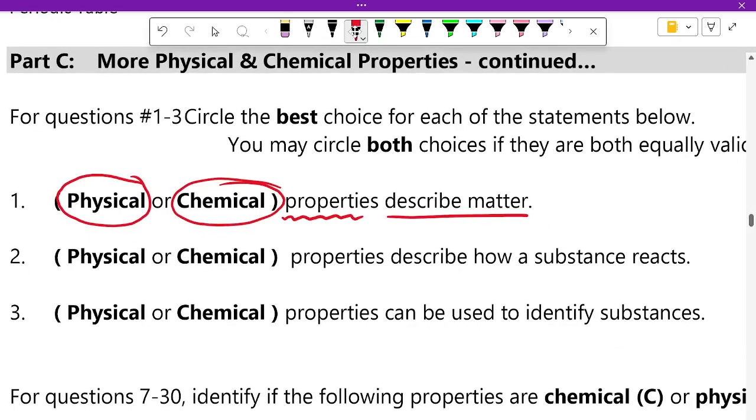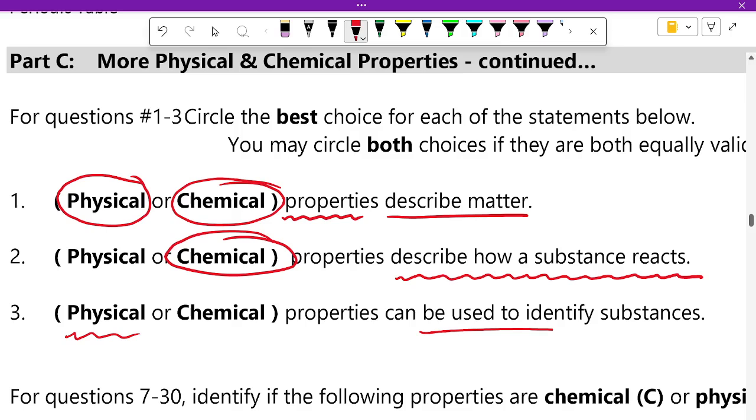Do chemical properties or physical properties describe how a substance reacts? Just chemical. Yes, very good. Can physical properties be used to identify substances? So if you were looking to find this pen, would it be helpful to know that this pen is blue? Yes. So physical can be used to identify a substance.